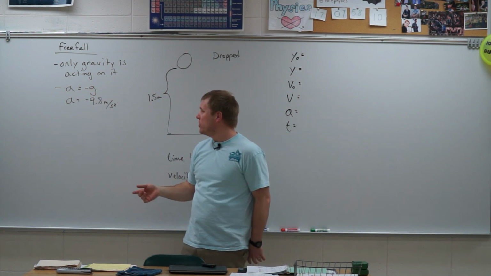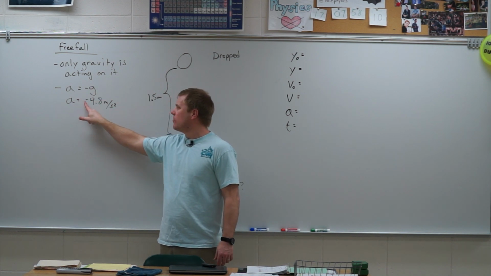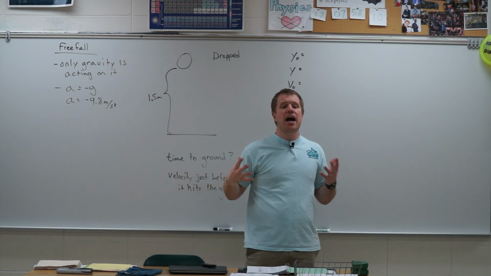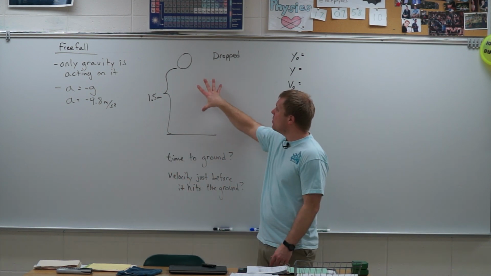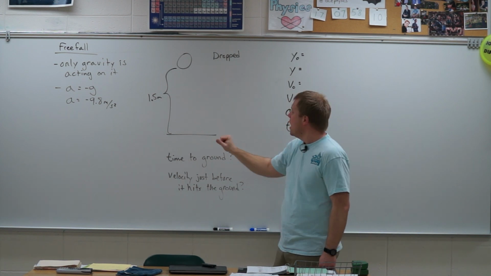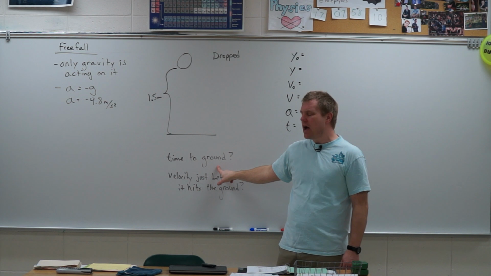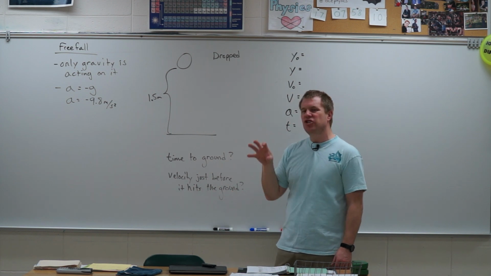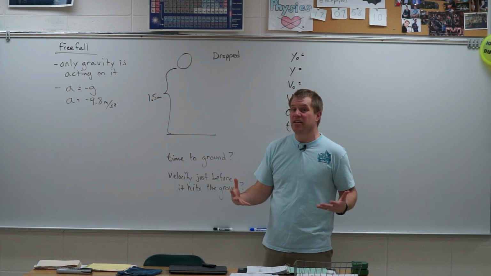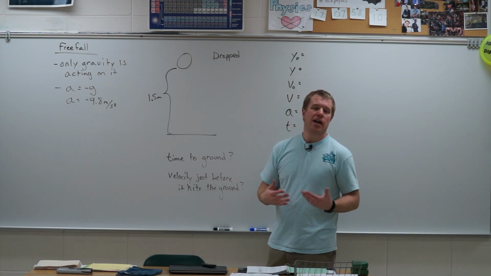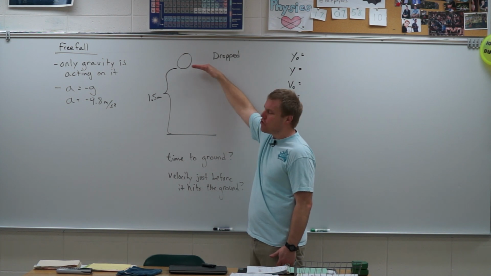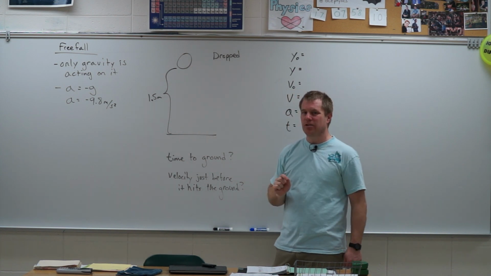Now g here on Earth is 9.8, so we're going to get an acceleration of negative 9.8 meters per second squared. So let's see how this plays out in a problem. So here I have a ball being dropped from a height of 1.5 meters, and I want to know how long does it take to hit the ground, and what's the velocity just before it hits the ground, because as soon as it hits the ground, there's something else acting on it other than gravity, the ground, and it no longer is a free fall problem. So we can only do from the instant it's dropped to the instant before it hits the ground.